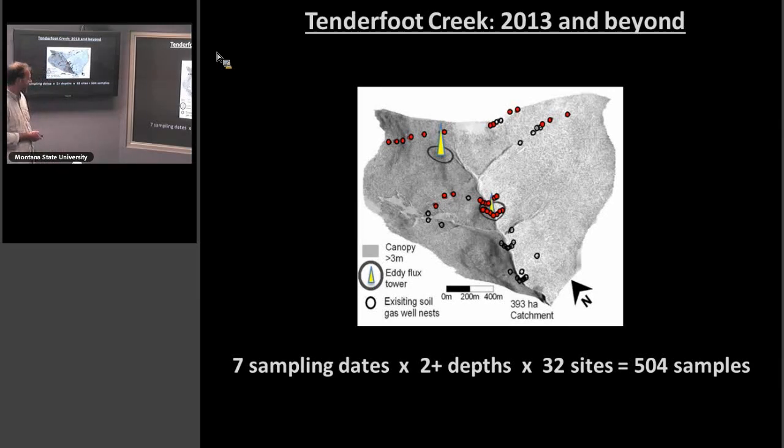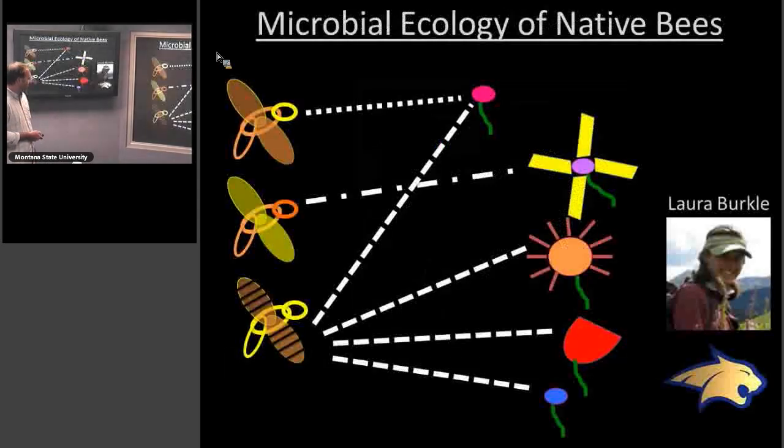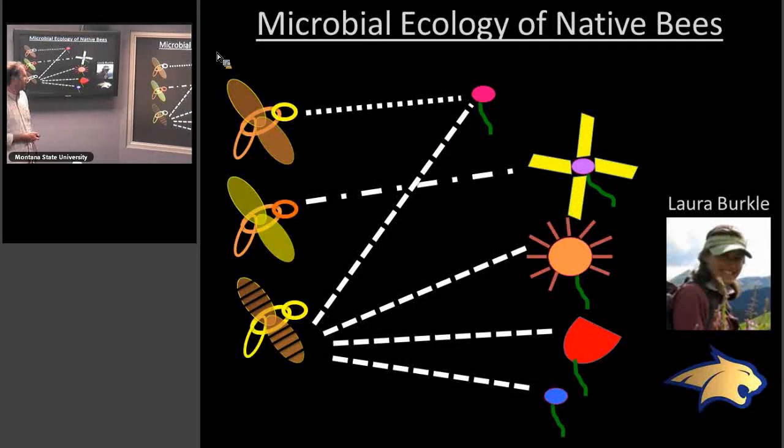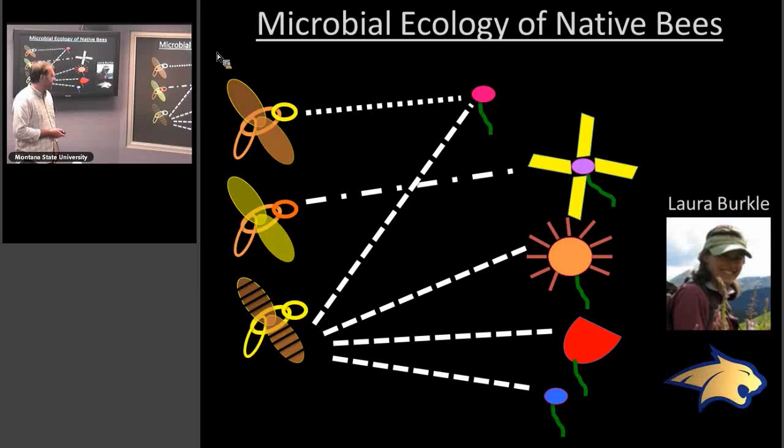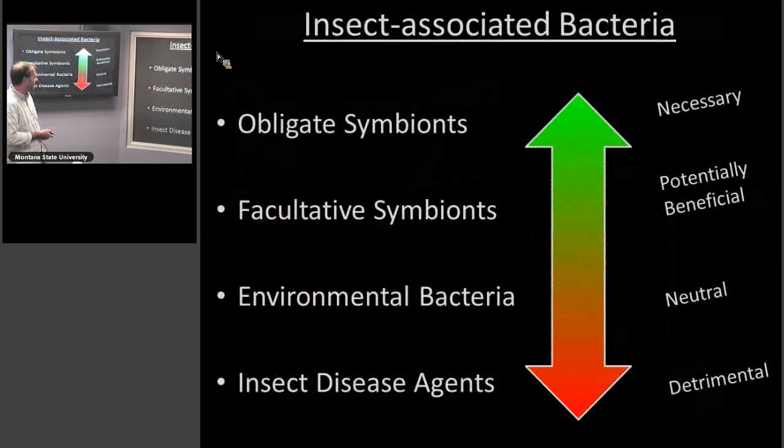Okay, so the next study I want to talk about is the microbial ecology of native bees. This is with Laura Burkle in the ecology department. The system is there's all these bees. We looked at 16 species of bees, but some of them are specialists where they only feed on a single flower, whereas others are more generalists. And so we were wondering, how does the feeding strategy affect the microbial community composition of these organisms? And are there any effects? If you think of insect-associated bacteria, their symbionts range from completely obligate, where they're necessary for survival.